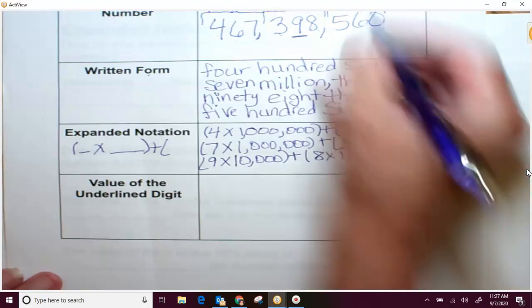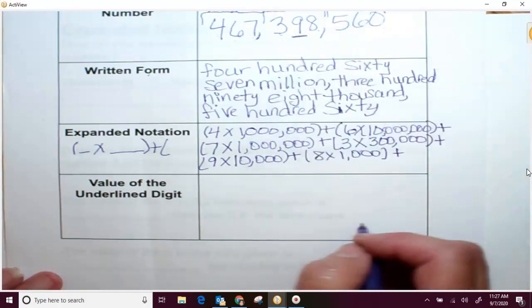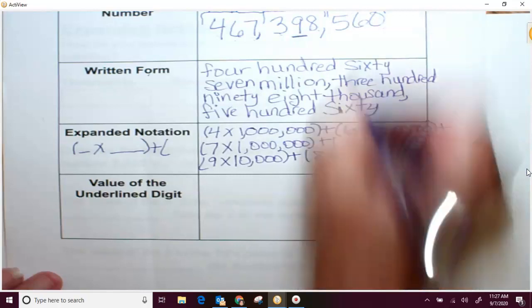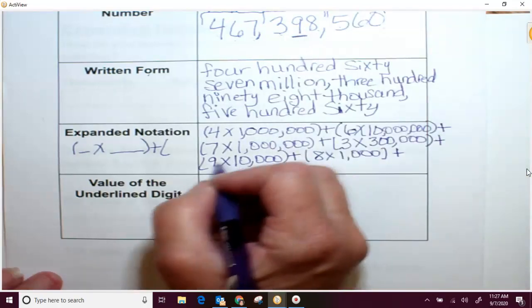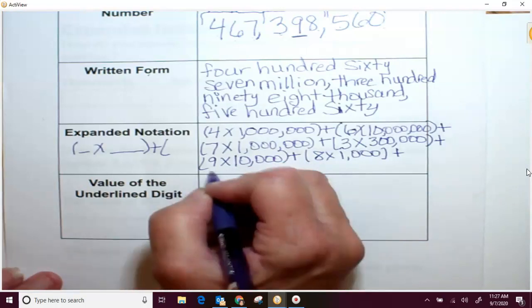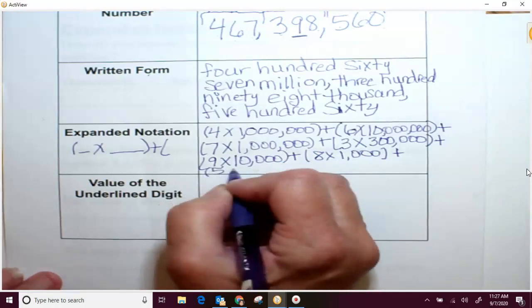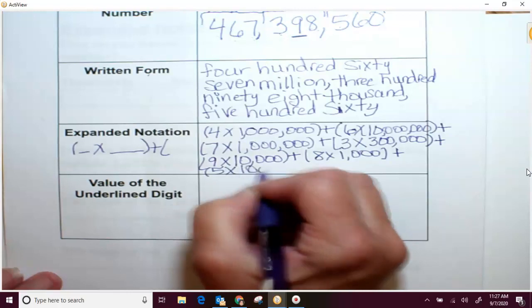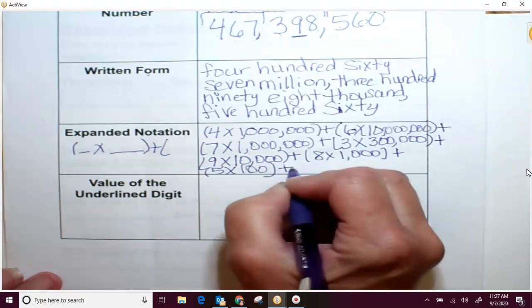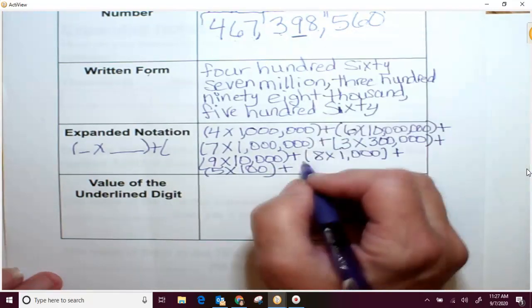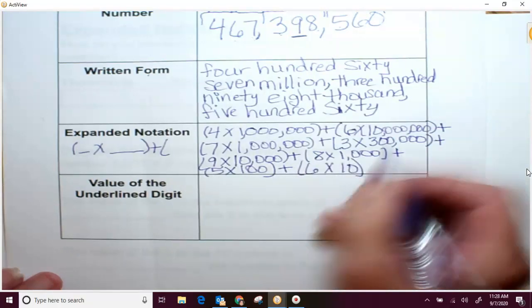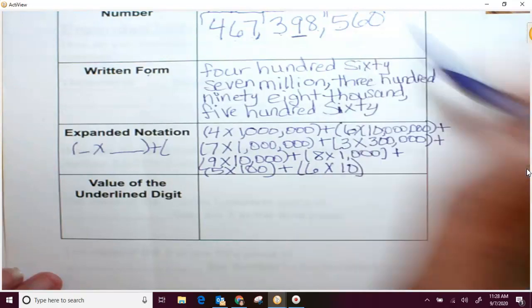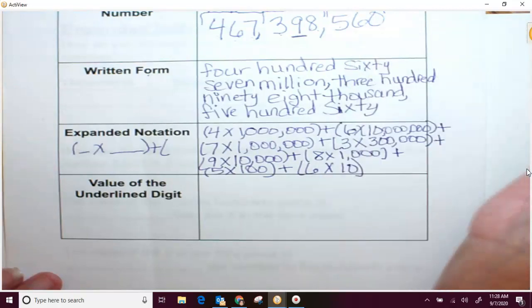plus, now we're in the units section. So that 5 in that period is 500. So I'm going to put the digit 5 times 100, plus 6 in the tens column. So 6 times 10. I don't need to put 0 times the ones column because that's going to be 0.